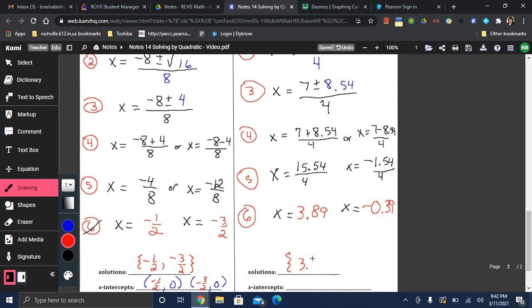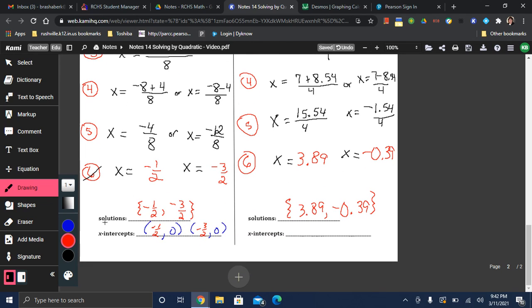So the order does not matter, 3.89 and negative 0.39. And now these are decimal approximations, but we can still write those as your x-intercepts. So something, 0 and something, 0. So we'll have the 3.89, and we'll have the negative 0.39. And I thought that this one, since those are decimal answers, I might show you that that really does happen before we end up.